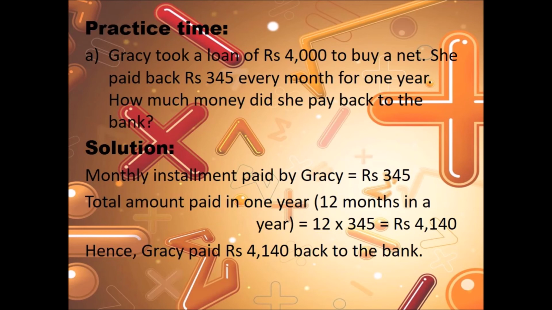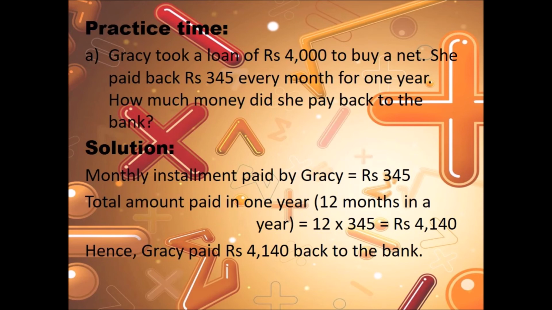What is the question asked? We have to calculate the total amount paid by Gracie to the bank. Okay, see the solution. The monthly installment paid by Gracie is rupees 345. How long did Gracie pay, children? Yes, for 1 year she paid. How many months does 1 year have? 12 months. So, in order to find the total amount, we have to multiply rupees 345 by 12. What is your answer? Yes, you have to do this calculation in your rough work part.